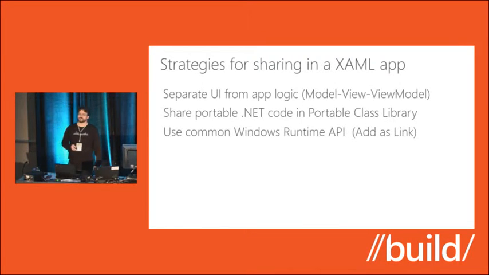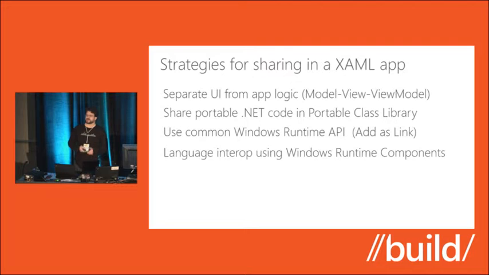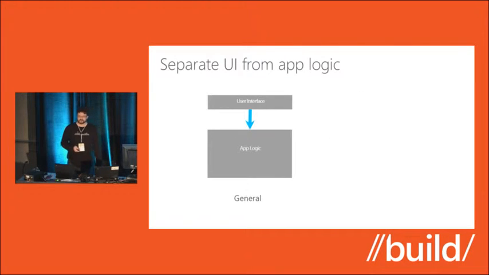We'll then walk through some use of the common Windows Runtime API, and we'll show single source there in terms of sharing code using the add as link technique from Visual Studio. And then we'll wrap up and show the use of a Windows Runtime component that you can build and you can use for language interop and various other things in your app.